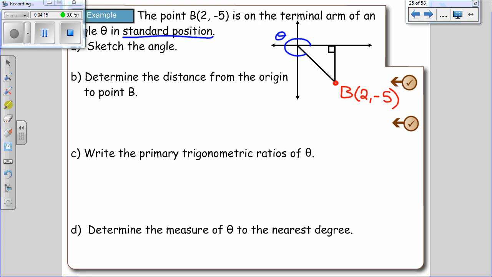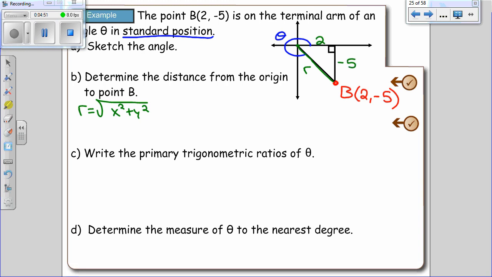Part B. Determine the distance from the origin to point B. That would be from here, the origin, to here, point B. They want you to find that distance. We have a name for that line. We call it R. We also have a formula for it, saying that R equals the square root of x squared plus y squared. The reason that works is it's just Pythagorean Theorem. So if you look at this triangle, this side would be 2, and this side would be -5.